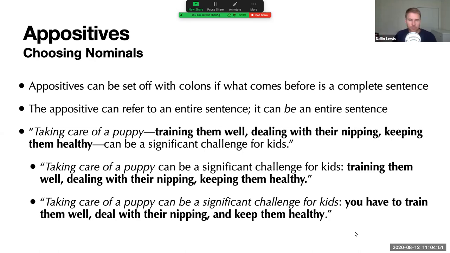The colon has a different sort of feel. It's a little bit more of a reveal that you want to emphasize. But yes, these two sentences are in apposition to each other. They are appositives. The key is you have to have a complete sentence before the colon.